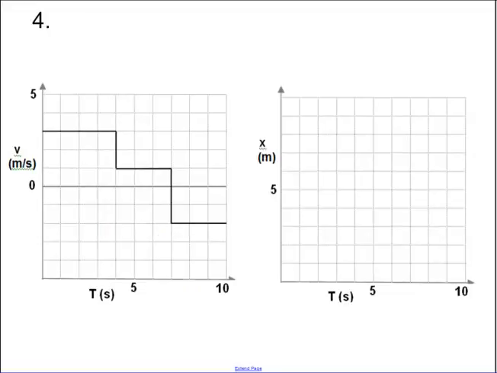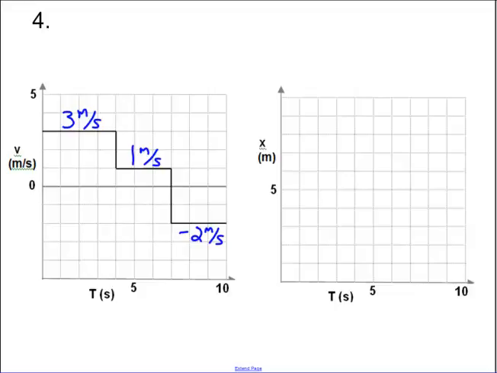Now let's switch things around. We'll start with a velocity time graph and see what we can do for drawing a position time graph. The first thing we need to do, again, is identify the velocity of each segment of motion for our object. The first one, our object is traveling at a positive 3 meters per second. The second part of travel, it's traveling at a positive 1 meter per second. The final segment, it's traveling at a negative 2 meters per second.